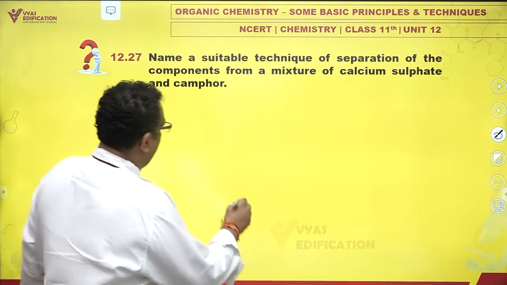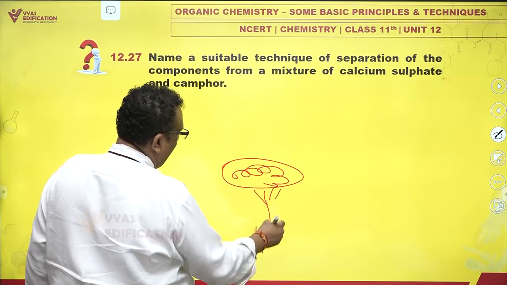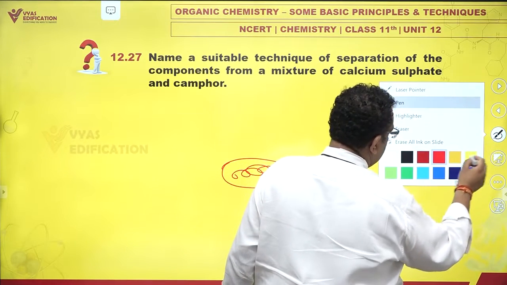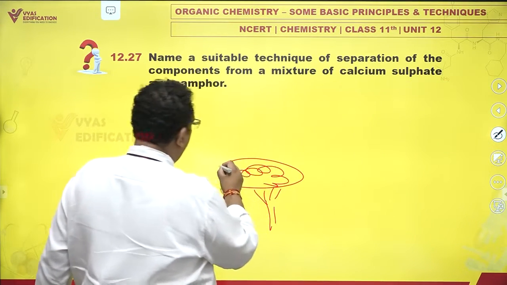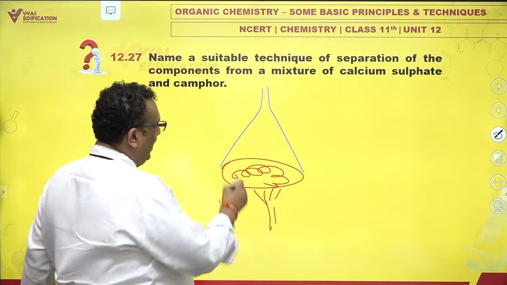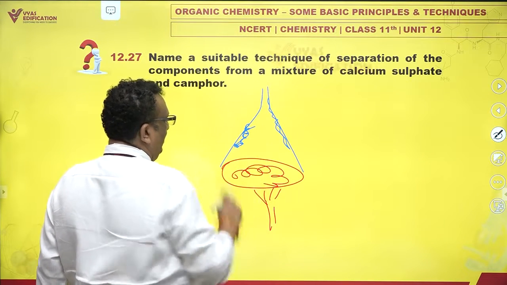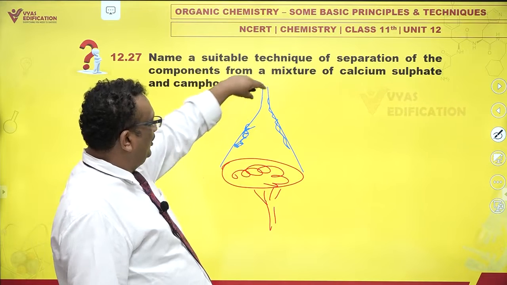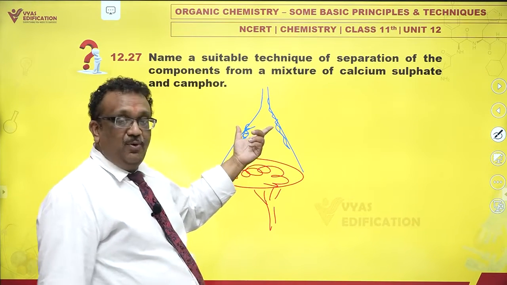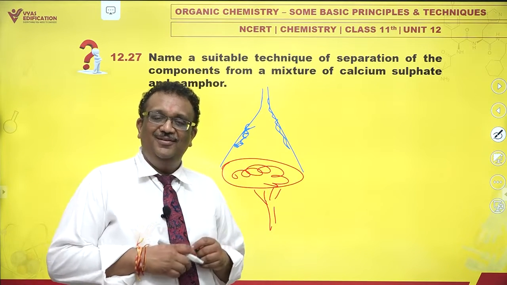So, just heat it. If you have a mixture of these two, just heat it and keep an inverted funnel over this. Cover it with an inverted funnel like this. You will find as camphor sublimes, camphor vapors will tend to deposit here. And if you are afraid of losing camphor, you can just cap it also. So your camphor gets deposited here and calcium sulfate remains in the plate. It's a beautiful separation. That's it.